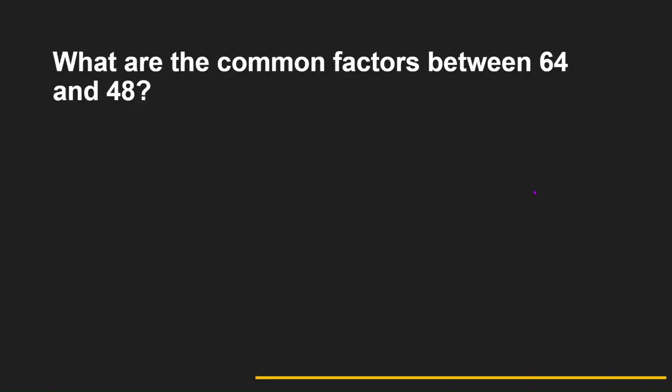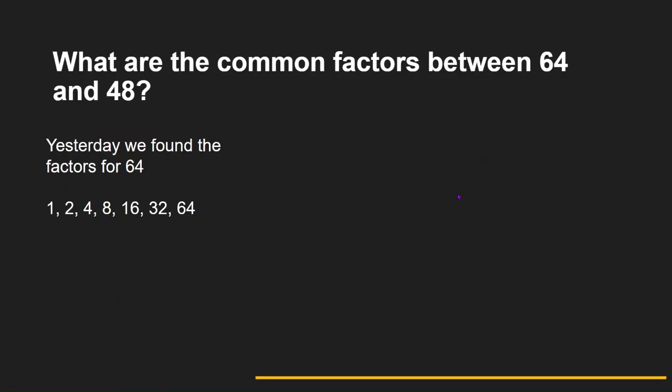So we can try a bit more difficult one. What are the common factors between 64 and 48? Yesterday in our lesson we found the factors of 64. Hopefully you have that written down somewhere. So 1, 2, 4, 8, 16, 32, and 64. So now you're going to need to find all the factors of 48. So I'm going to give you a little bit of time. I want you to do that, and then I want you to write down all of the common factors between these two. So pause the video, take a second to do that.